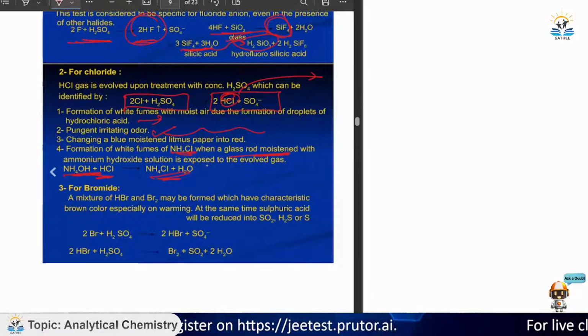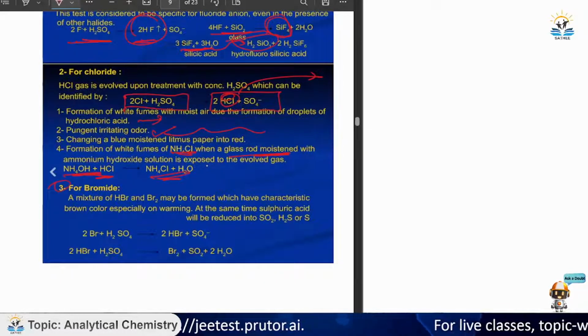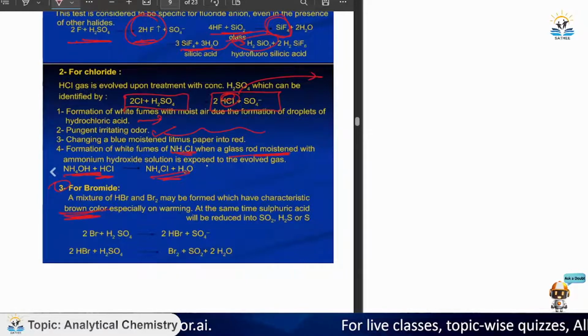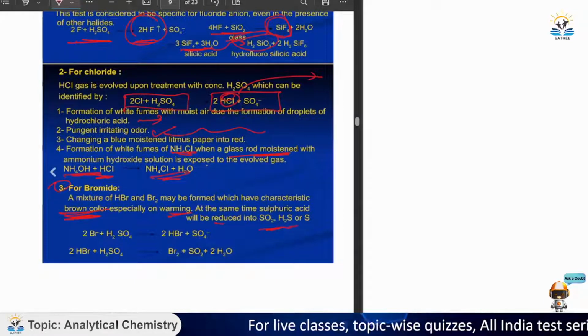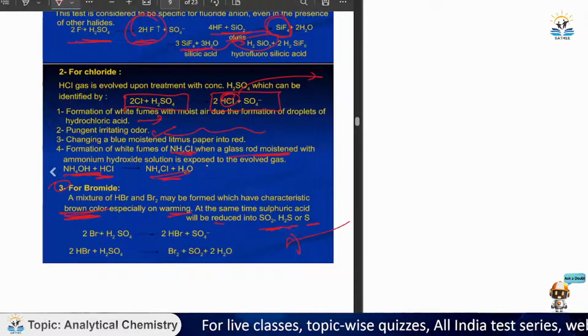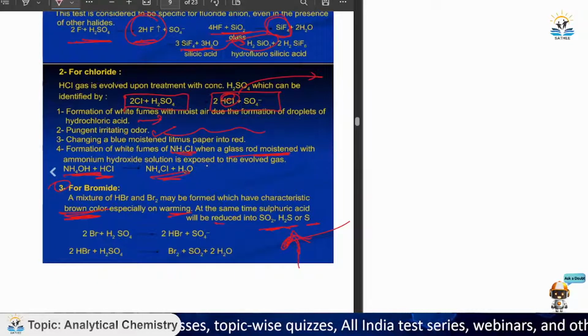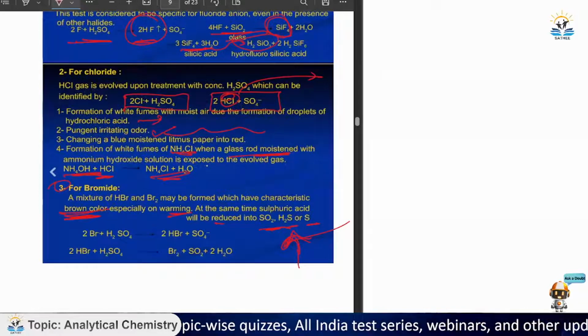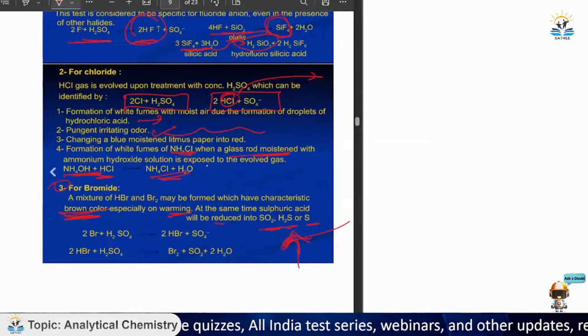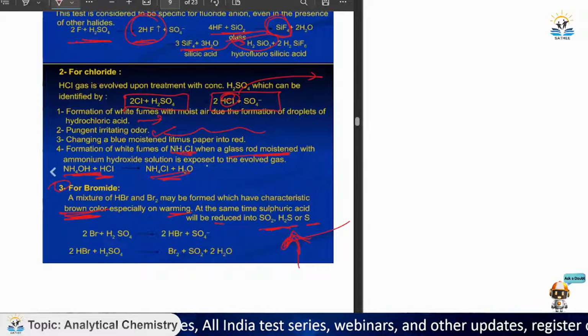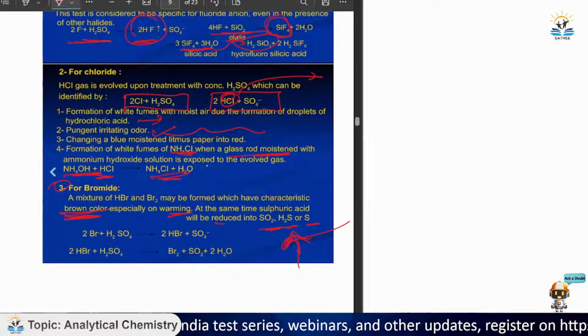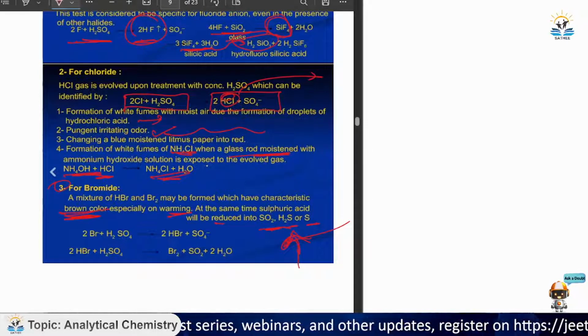Now, talking about bromide, a mixture of HBr and Br2 may be formed, which has a characteristic brown color. So you have to check for brown color, especially on warming. At the same time, sulfuric acid will be reduced to SO2, H2S, and S. These are the byproducts. You may skip this one, but if it is asked, these are the other byproducts formed. So we can say that SO2, H2S, or sulfur is found on reacting Br minus with concentrated H2SO4.